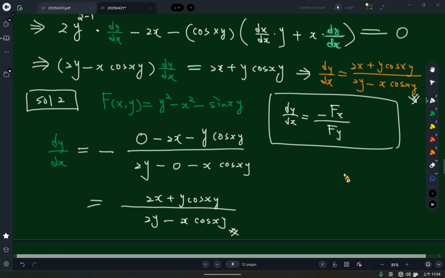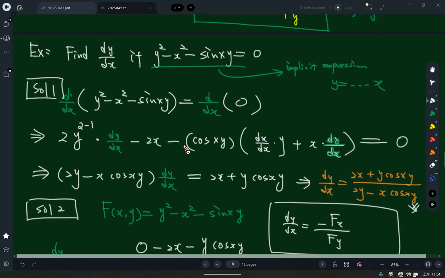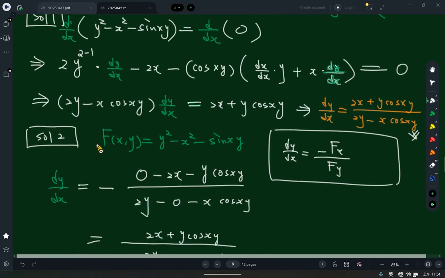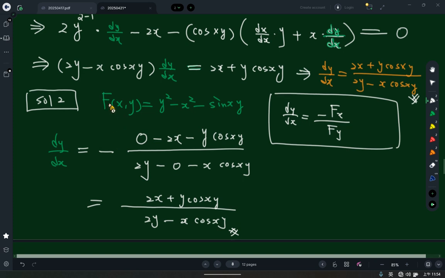Solution 1 comes from partial derivatives, implicit differentiation. Solution 2 also comes from implicit differentiation, but we just use a two-variable function. Big F is here, and then we can get this one. Okay, this is for section 4.